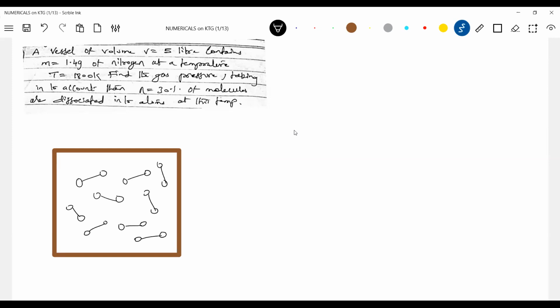What is the volume of the gas? It is a 5 liter container. The temperature is T. It will have some pressure. Now 30% of molecules are dissociated into atoms. 30% are dissociated into atoms.